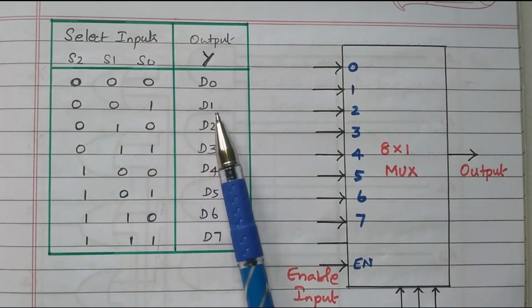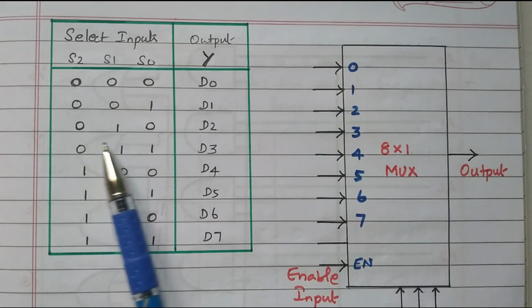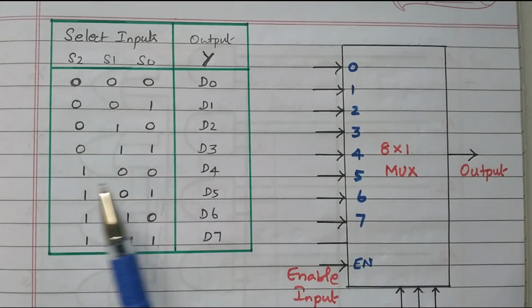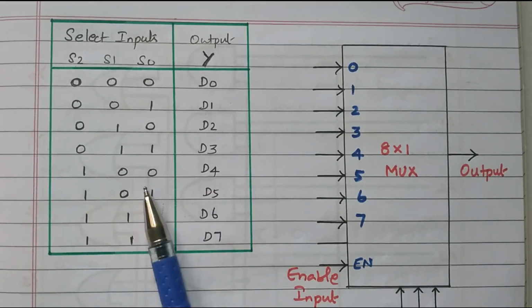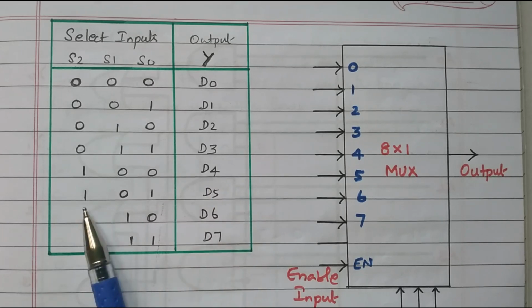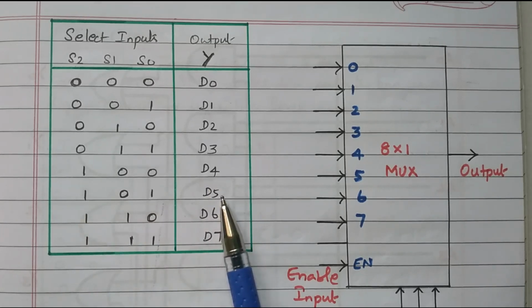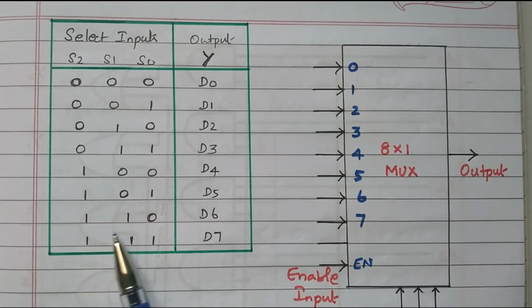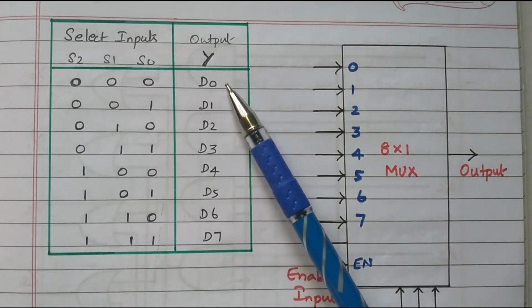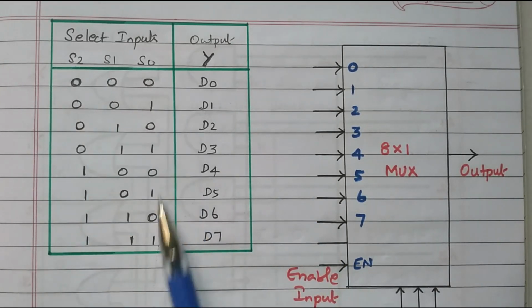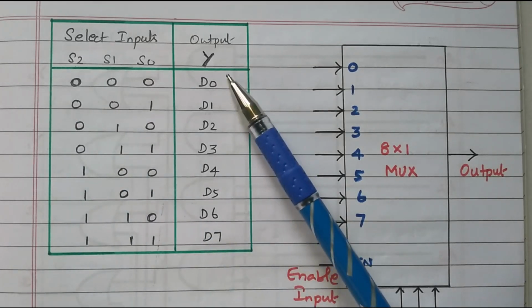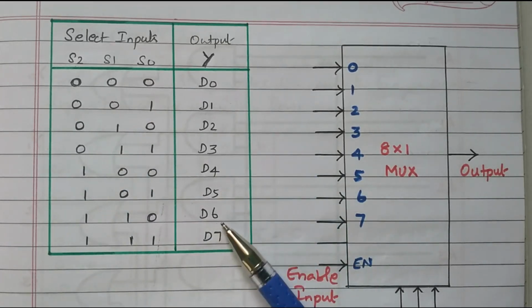0, 0, 1 means D1 will be available at the output. 0, 1, 0 means D2 will be available at the output. 0, 1, 1 means D3 will be available. 1, 0, 0 means D4 will be available at the output. 1, 0, 1 means D5 will be available at the output. 1, 1, 0 means D6 will be available at the output. 1, 1, 1 means D7 will be available at the output, right? So which input is available at the output is based on the selection lines, 8 different combinations. These 8 different combinations will decide which of the 8 inputs is available at the output, right?